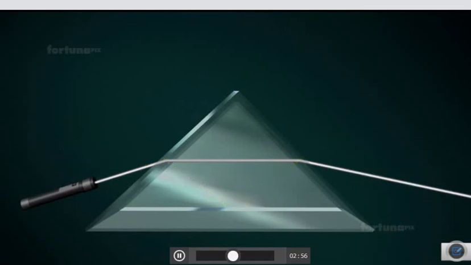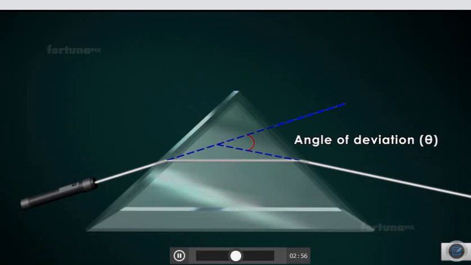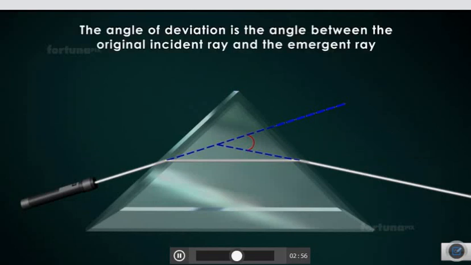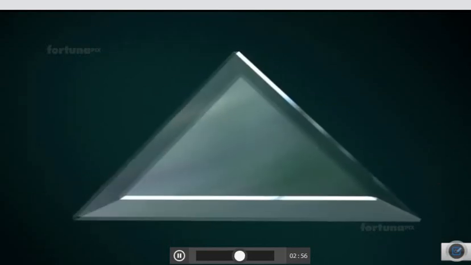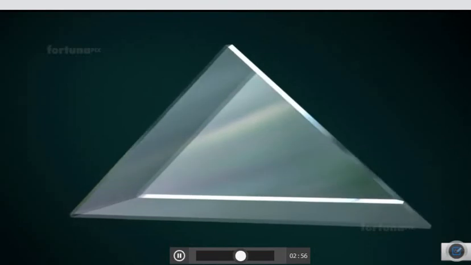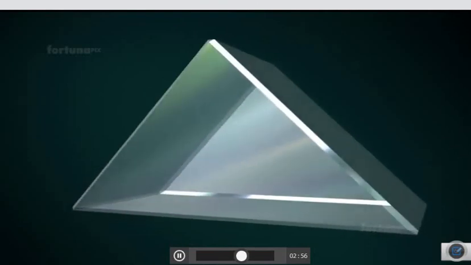The overall deviation of a light ray through a prism is expressed as the angle of deviation theta. The angle of deviation is the angle between the original incident ray and the emergent ray. The angle of deviation varies with wavelengths of light.